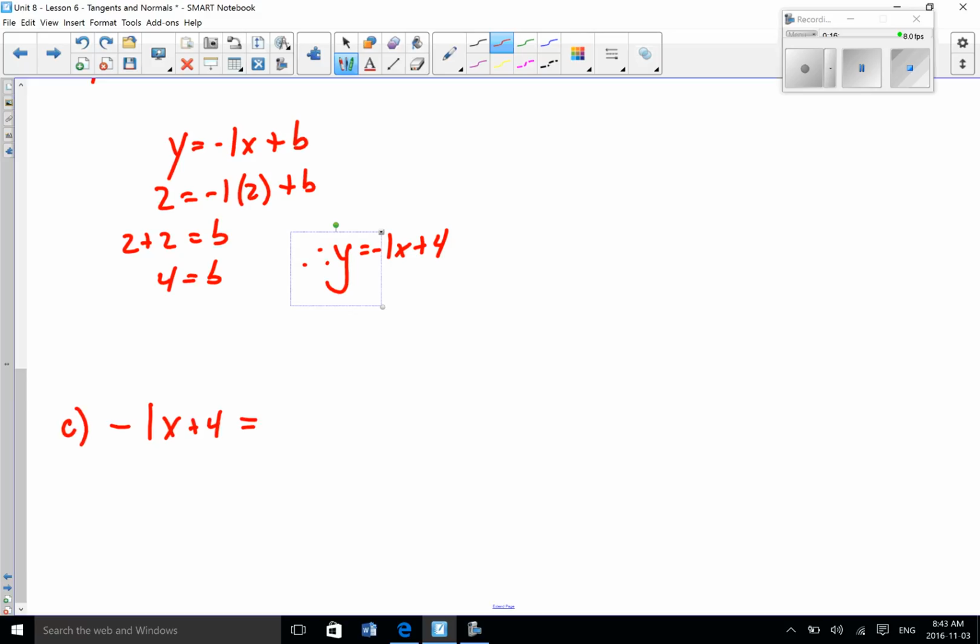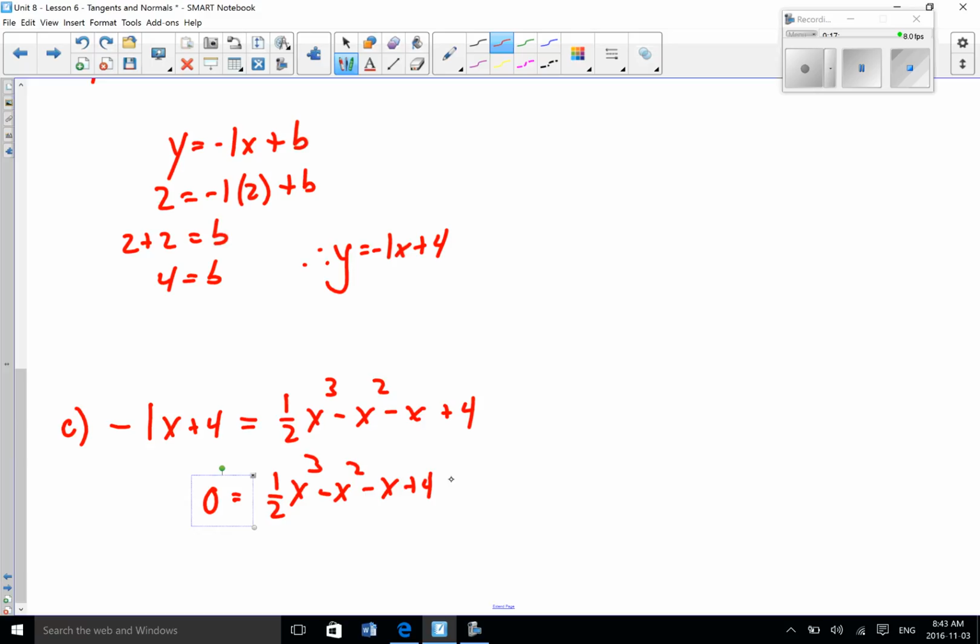Our original equation was given as 1/2 x cubed minus x squared minus x plus 4. I want to know where those two things meet, where they're the same. So let's solve this. Let's put everything on one side. We'll get 1/2 x cubed minus x squared minus x plus 4 plus x minus 4. And we may notice the 4 and the 4 cancel, the x and the x cancel, and we're left with just 0 equals 1/2 x cubed minus x squared.